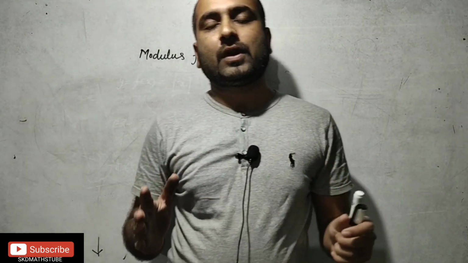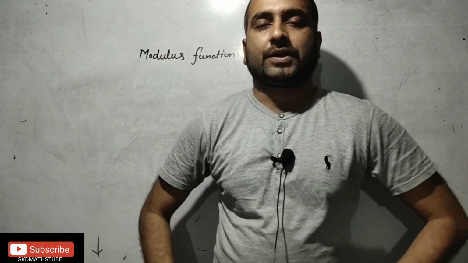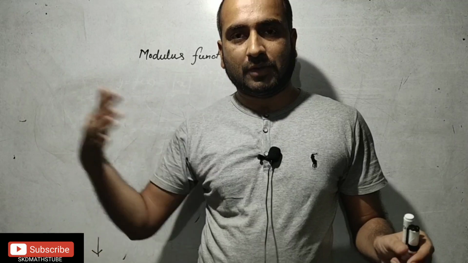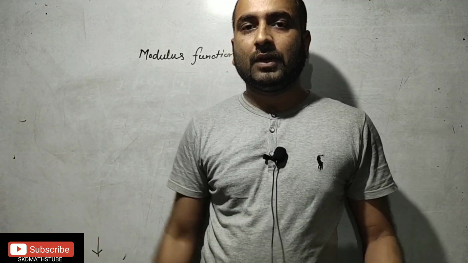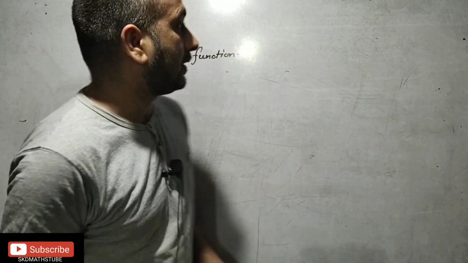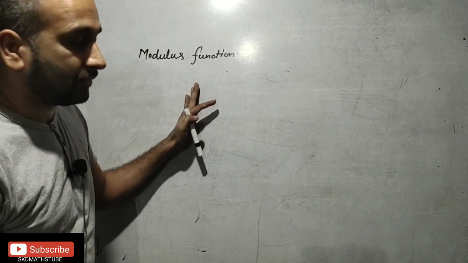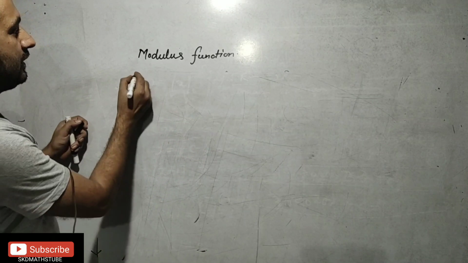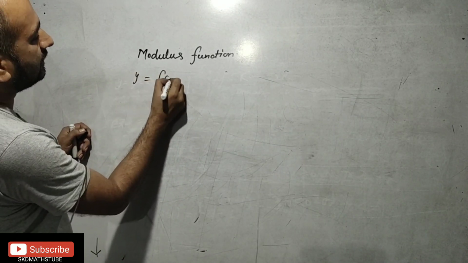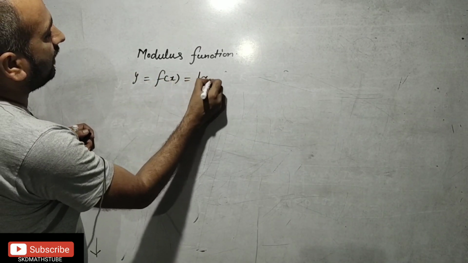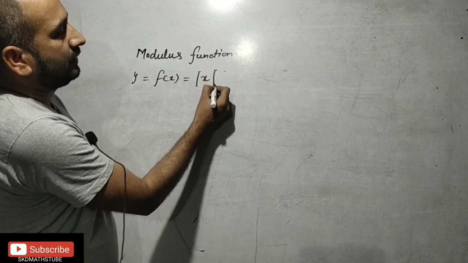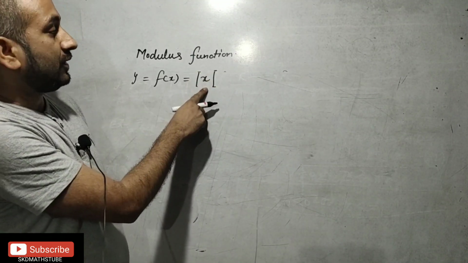Now, students, I'm going to explain the modulus function. I have already explained the modulus of a number, which means the absolute value. So the topic here is the modulus function. I'm going to take a fixed function, y equals f(x) equals modulus of x. You represent it with the sign of the modulus term, and it's a modulus function.